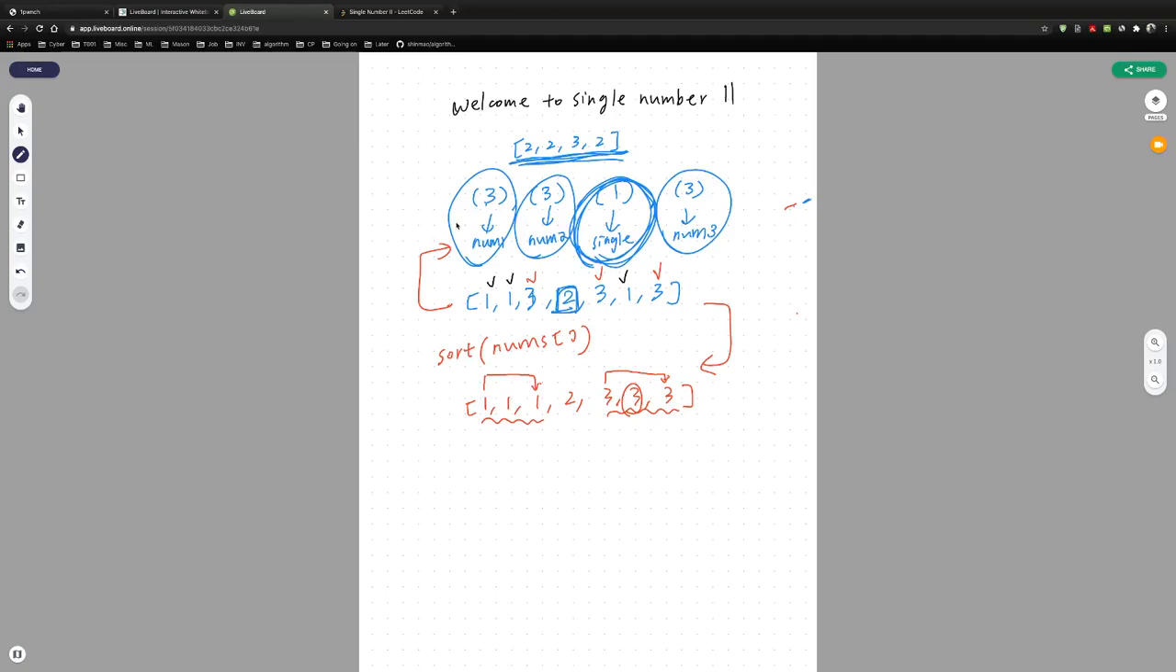So we can use this. If there are two groups which are not the single number, then the first number will equal the third number. Then we can jump to the next group, and the first number will equal the third number again. There will be no exception if there is no single number. So now we come out with the solution.